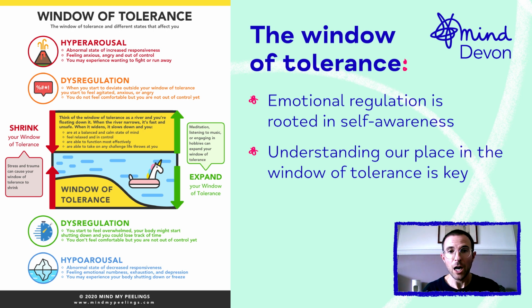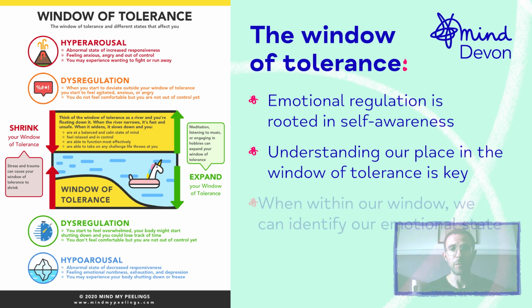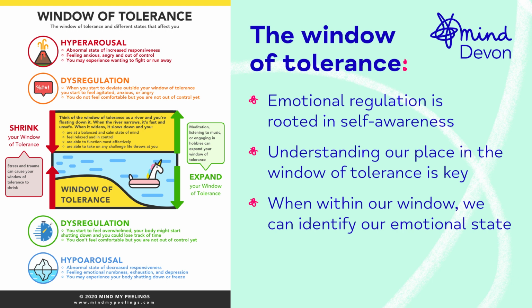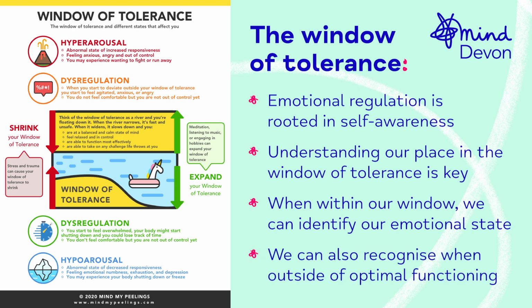When we are within our window of tolerance, we are better equipped to identify our emotional state accurately. For example, we can recognize when we are starting to feel slightly anxious or mildly irritated. By extension, the window of tolerance helps us recognize when we are moving outside of our optimal functioning range.